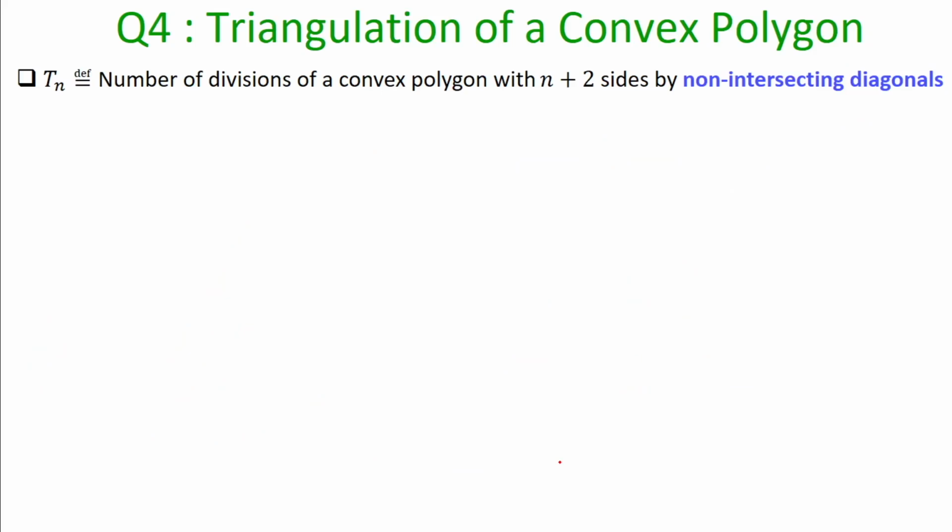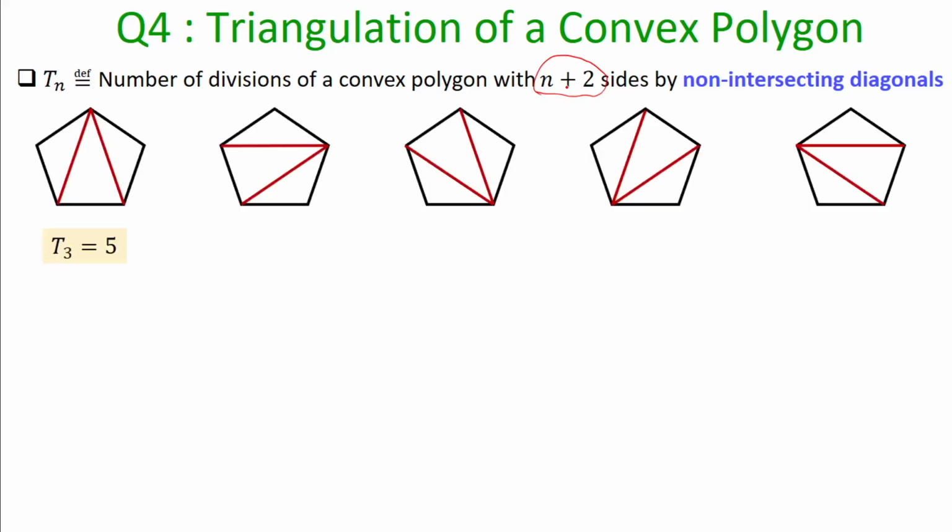In question number 4, we are interested in finding the number of triangulations of a convex polygon. So let T(n) denote the number of triangulations of a convex polygon with n plus 2 sides. And what is a triangulation? It is the process of dividing a convex polygon by non-intersecting diagonals. So if n is equal to 3, that means I have 5 sides. I'm taking the case of a pentagon, and there are 5 ways of triangulating it by non-intersecting diagonals.